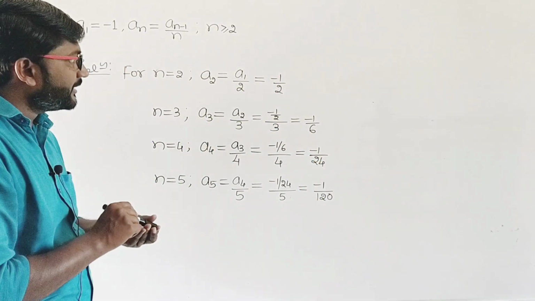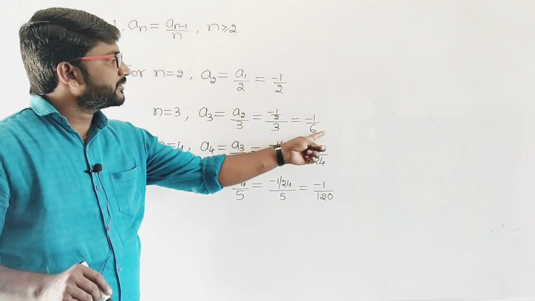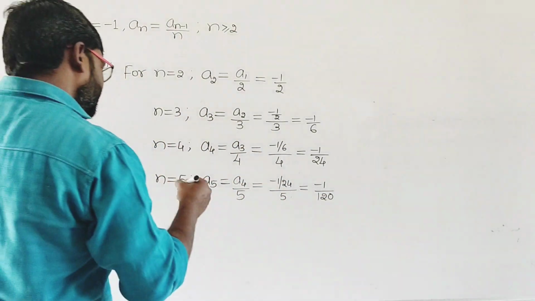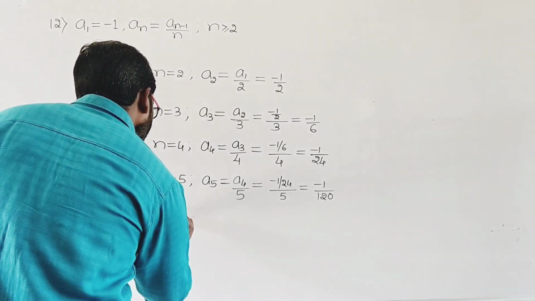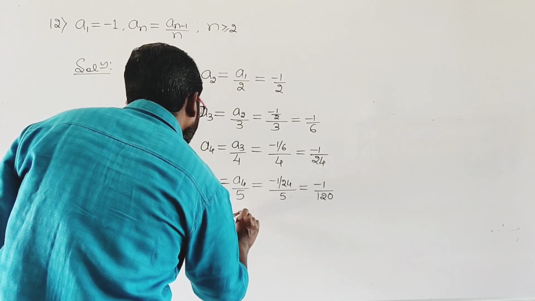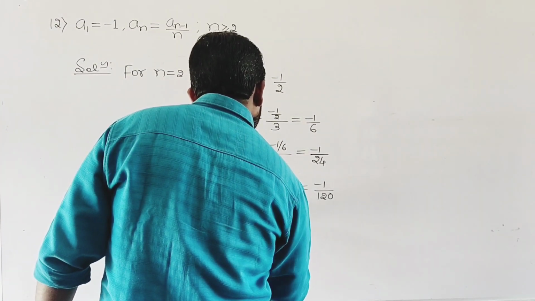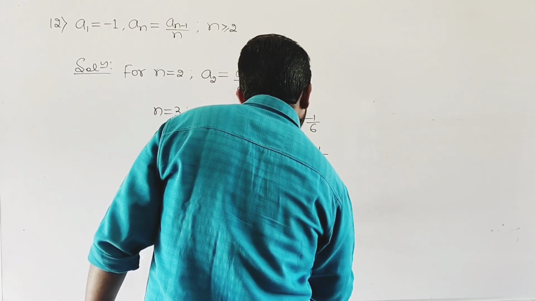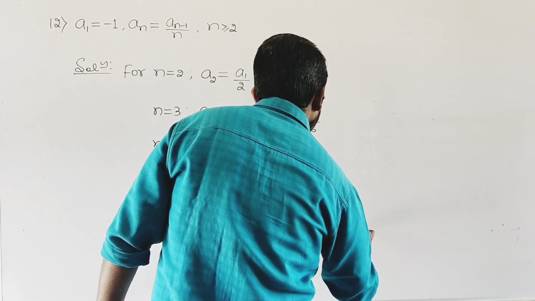So what are the 5 terms now? Minus 1, minus 1 by 2, minus 1 by 6, minus 1 by 24, and minus 1 by 120. These are the required 5 terms. So here we will have to write, therefore the 5 terms are, so what are those? Minus 1, then minus 1 by 2, then minus 1 by 6, then minus 1 by 24, then minus 1 by 120.